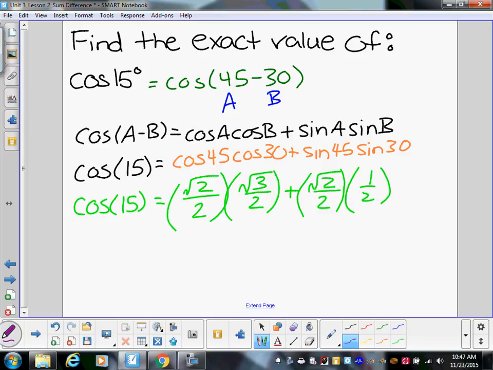So far, we had to determine what special angles we could add or subtract to get the angle we're looking for, the cosine of 45 minus 30. Then we just picked the appropriate identity off our identity sheet, which you're allowed to have on the quiz and test. Then we went back to Unit 1 and figured out the cosine and sine of each of those angles. And now we just have to simplify this.